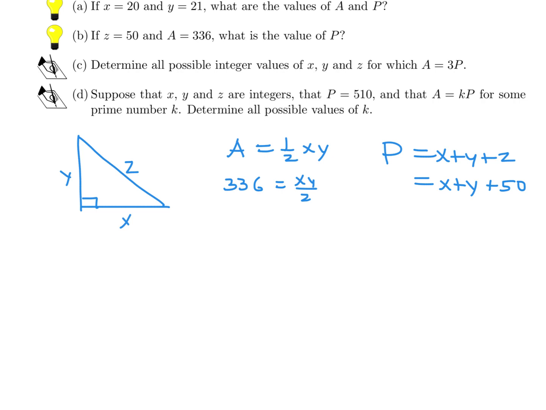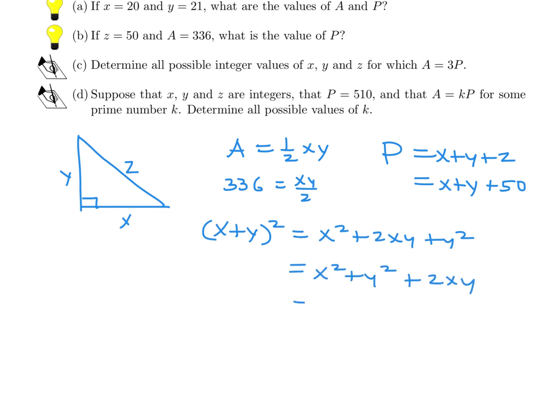Okay, kind of interesting here. We've got to use a little bit of algebra. x plus y squared, you guys know, is x squared plus 2xy plus y squared, right? Well, x plus y, I don't think we know that yet. Yeah, we don't know that. So if I rearrange this a little bit, I get x squared plus y squared plus 2xy. Now, x squared plus y squared is z squared according to the Pythagorean theorem applied to that triangle.